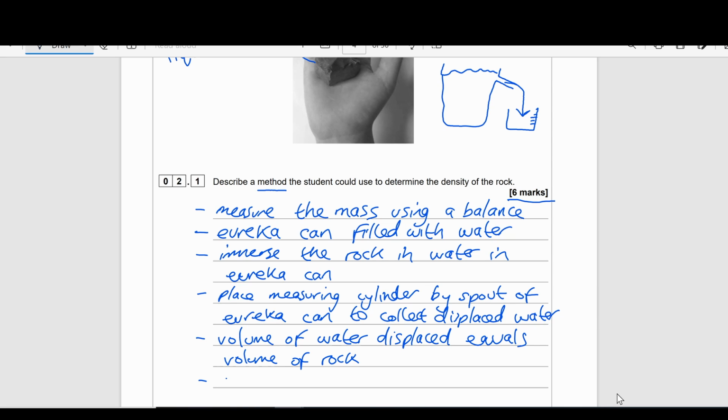So we've now obtained the volume of our rock, and we've obtained the mass of the rock. So lastly, we can use our equation to calculate the density, and that should get us our 6 marks.